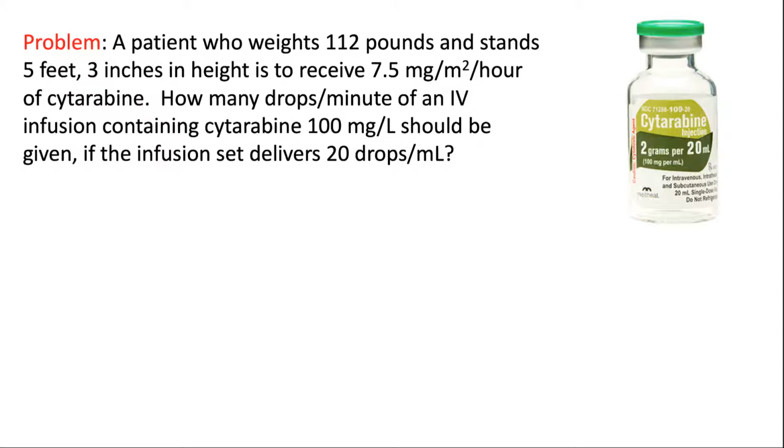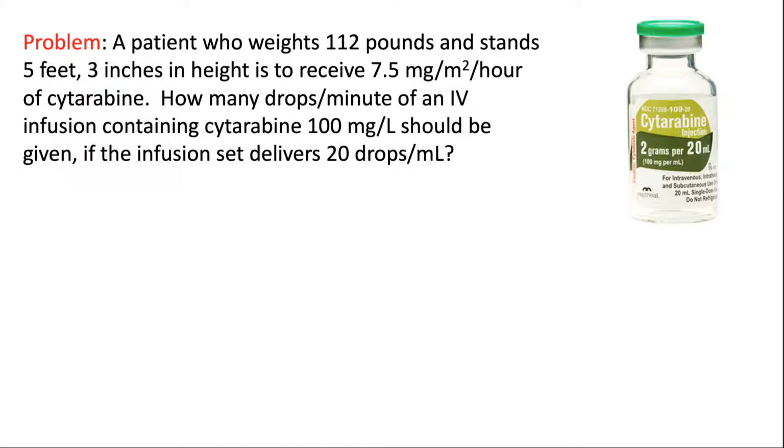So the question reads, a patient who weighs 112 pounds and stands 5 feet 3 inches in height is to receive 7.5 milligrams per meter squared per hour of cytarabine. How many drops per minute of an IV infusion containing 100 milligrams per liter should be given if the infusion set delivers 20 drops per milliliter?